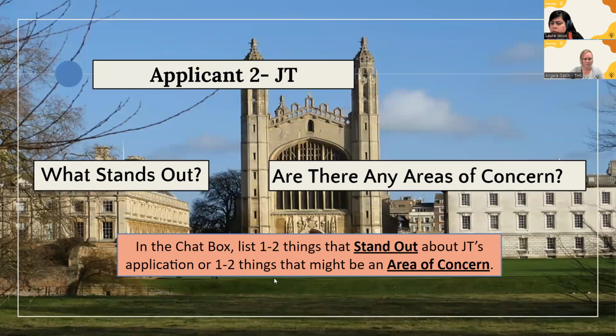Okay, so what stands out to you about JT? I know that there are several things in his application that should stand out, but we discussed, when we compare this to what Ms. Jasso shared of how colleges consider applications, what are some of the things that stand out to you?